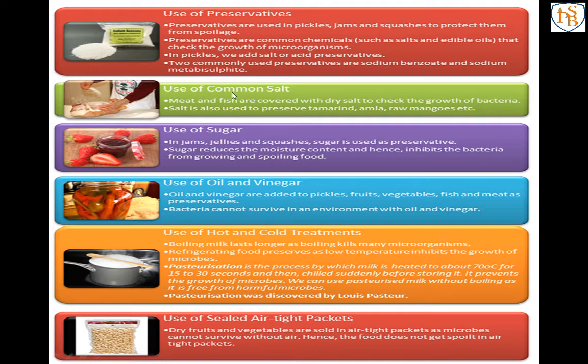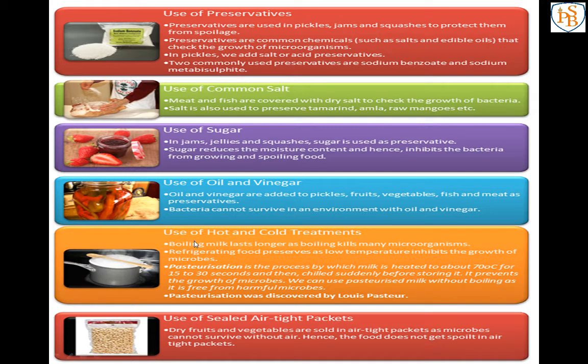Next one is the use of common salt that we use to preserve tamarind, amla and raw mangoes, that is known as salting. Next, use of sugar, which reduces the moisture content and stops the growth of microorganisms and spoiling of food. Next one is the use of oil and vinegar that we add in pickles, fish and meat. When we add the oil and vinegar, they provide an environment which cannot be tolerated by bacteria.